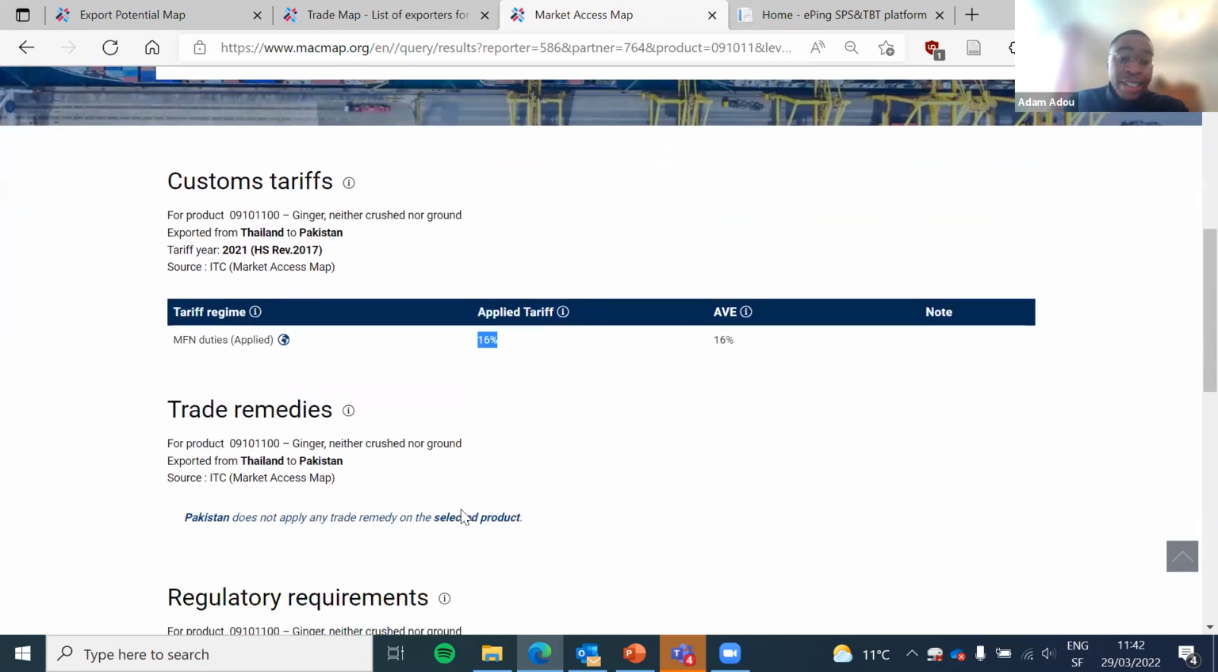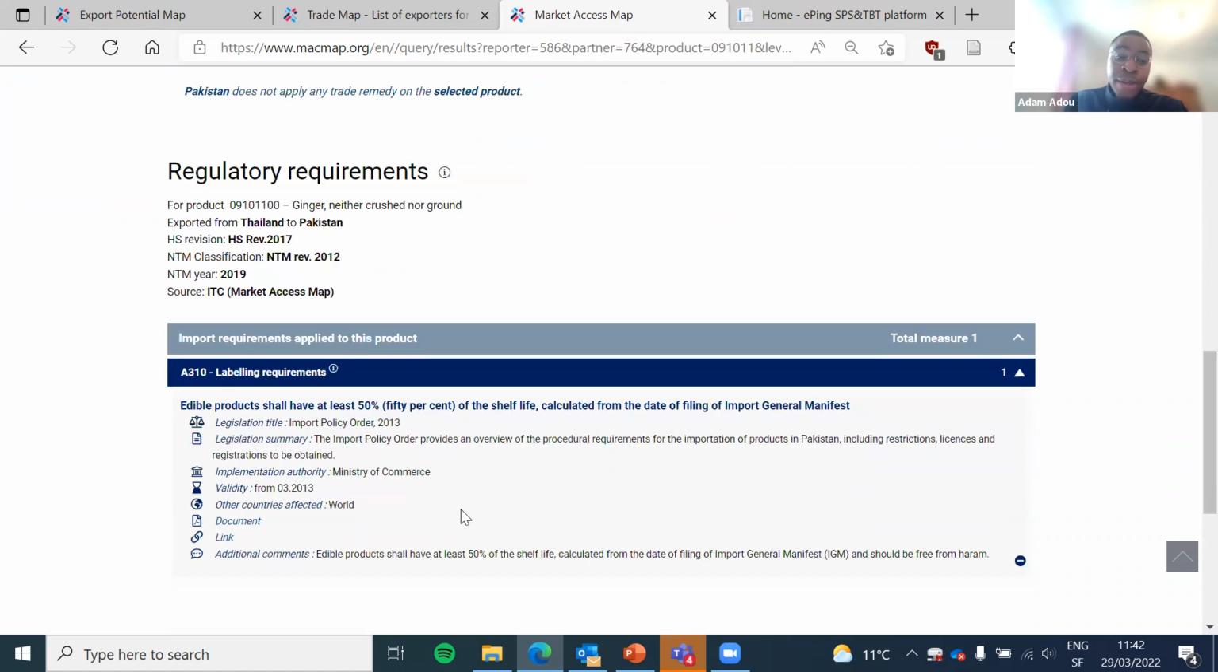But what makes the difference here is the number of export and import requirements applied by Pakistan to ginger coming from Thailand. You have only one measure to comply with. So I guess for companies it's way easier to comply with just one measure than with 46 different measures when exporting your product. This gives the answer why maybe Thailand is exporting more to Pakistan than to the other countries. So does this answer your previous question from the export potential map?